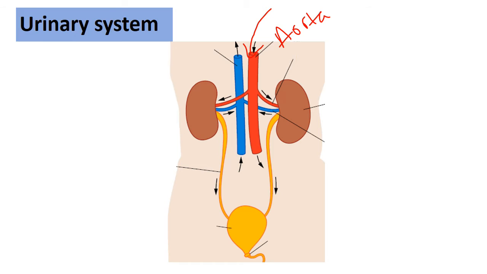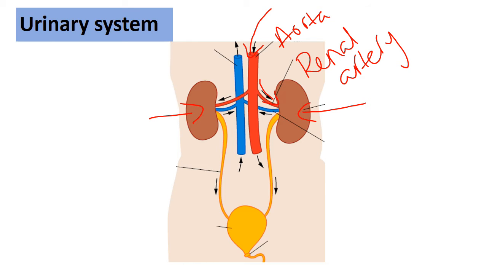This then branches off into the renal artery, and that's going to be delivering the blood to each kidney. Once in the kidney, and you have 2 of them over here, the blood is going to be filtered, and that's to remove any waste, which specifically we want to get rid of the urea, but also to help maintain the water balance in your blood.